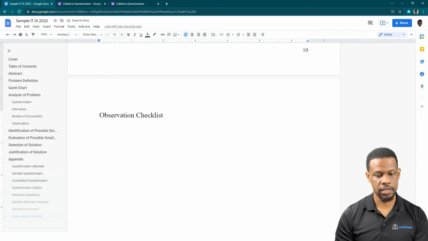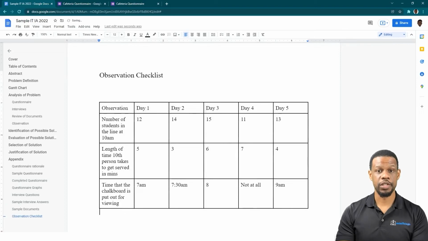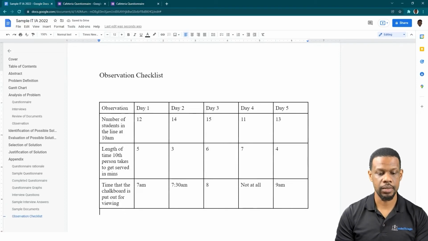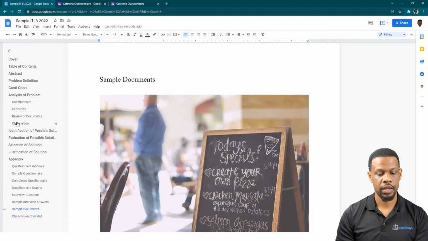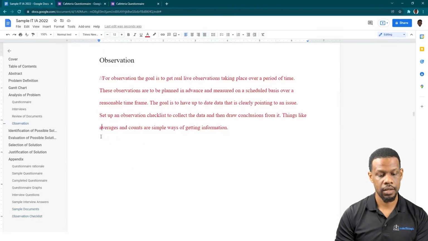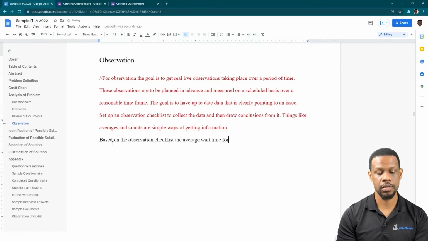Under the observation checklist, I'm going to paste in the table. Now I have a table, and the table has information. So I'm going to try to pull out stuff from that table. I'll go back to observation and say things like, based on the observation checklist, the average wait time for a student at position 10 in the line was, I don't know, 7 minutes.